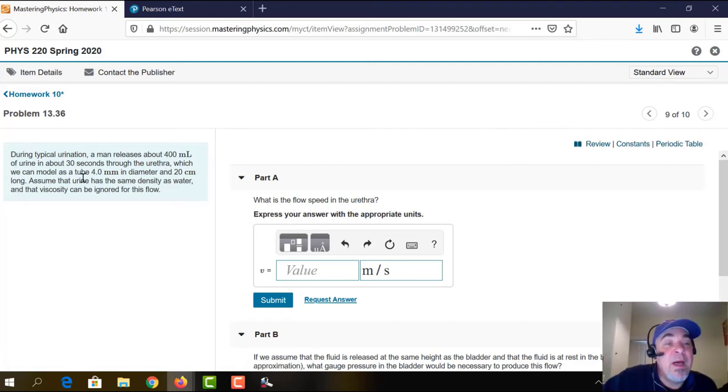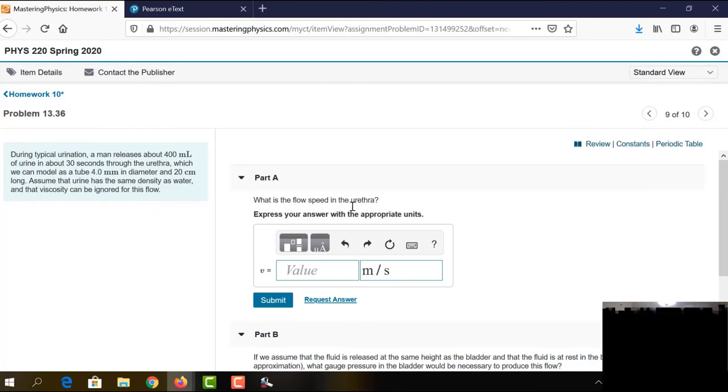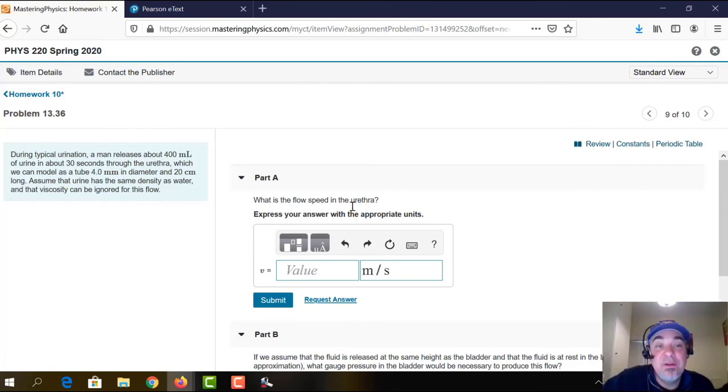Okay, which can be modeled as a tube 4 millimeters in diameter and 20 centimeters long. Assume that the urine has the same density of water, so 1,000 kilograms per cubic meter, and the viscosity can be ignored. Okay, so no sort of friction associated with the fluid. What is the flow speed in the urethra? So what's the flow speed in this tube?